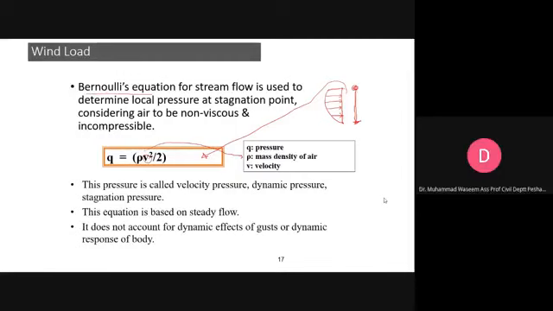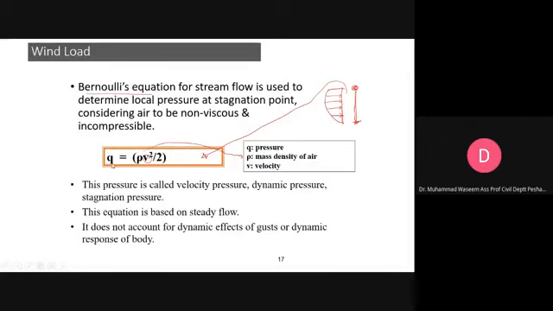Okay. Now, as I told you, we will discuss the environmental loads, and in environmental loads, we will focus on the wind load. Wind load is a lateral load, and wind load exerts dynamic pressure on your structure. This dynamic pressure you can estimate using the Bernoulli formulation.